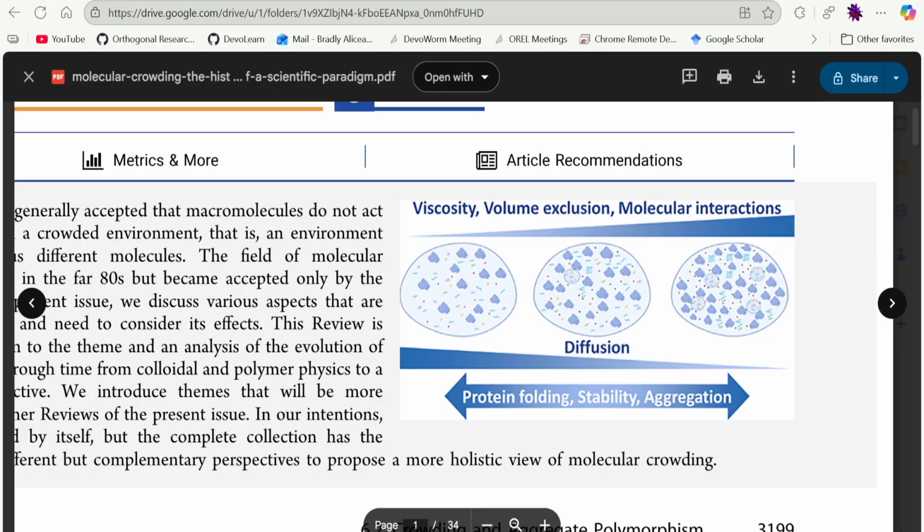Stability is where do you have a stable environment? Is there stability of the macromolecules? Is there stability in terms of the function? And then aggregation, which we just mentioned.